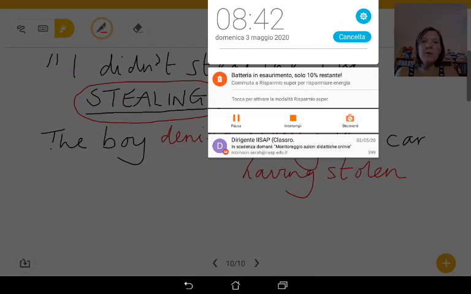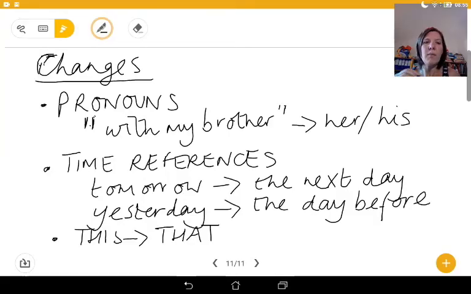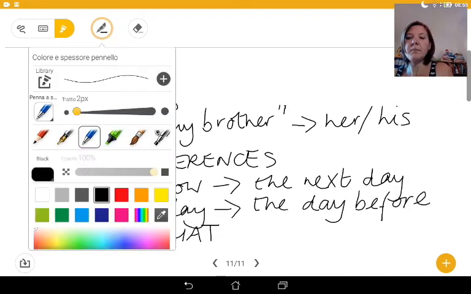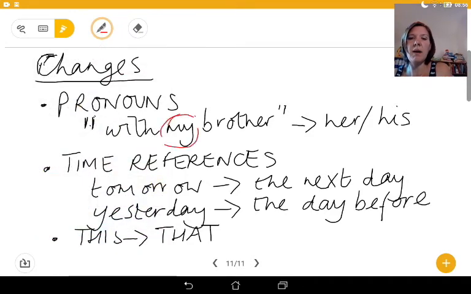I'm going to pause for a moment. I've just remembered one more thing that I haven't said yet, related to this: the other changes that you have to make when you're reporting speech. For example, pronouns. If someone says, "I'm going to Rome with my brother," when you report that, you would have to say, "She told me that she was going to Rome with her brother." It's completely obvious, but just to underline that, in this case the "my" becomes "his" or "her."